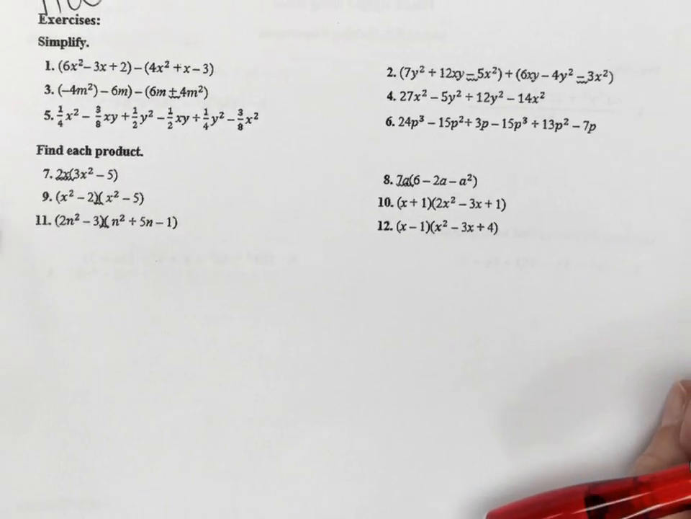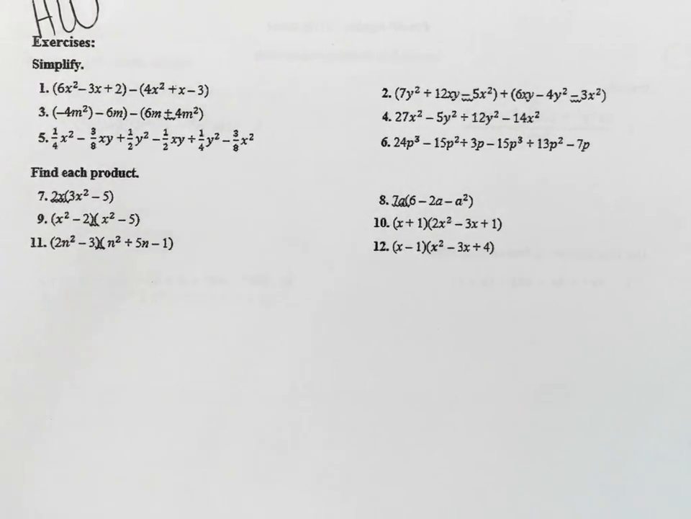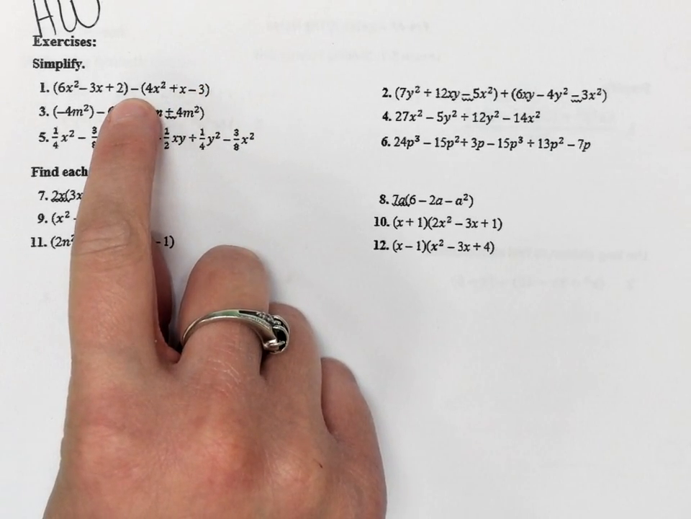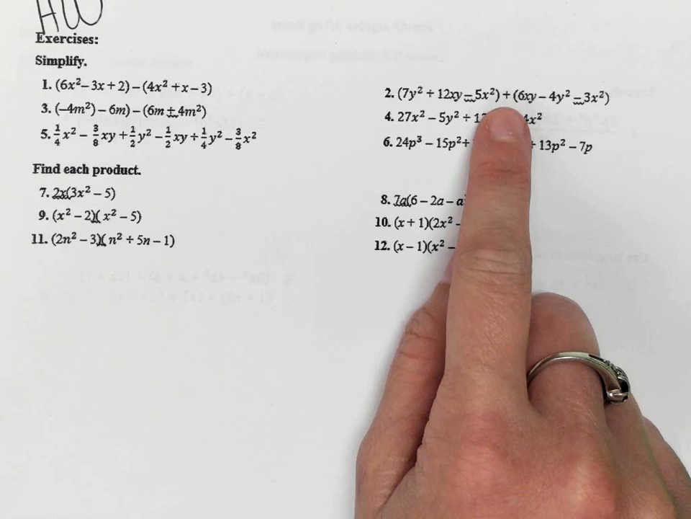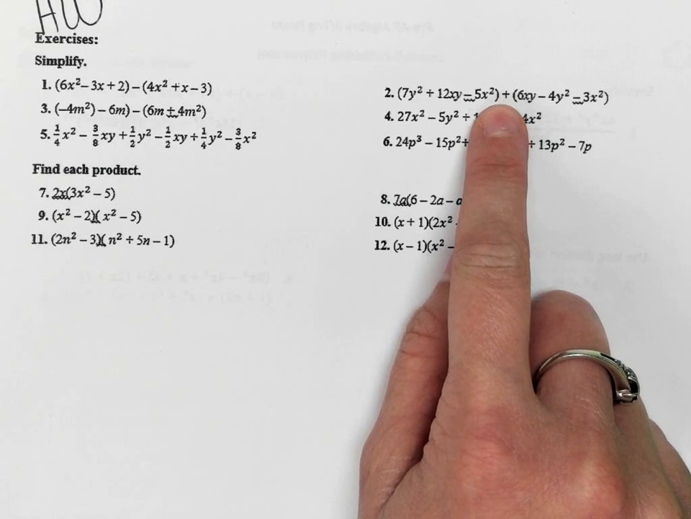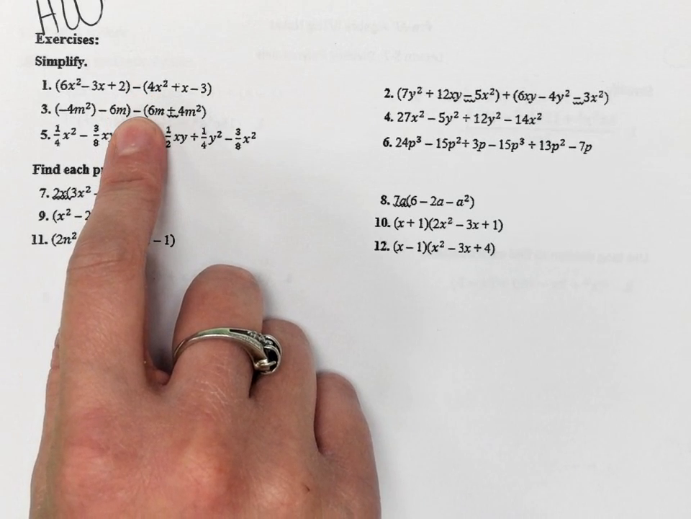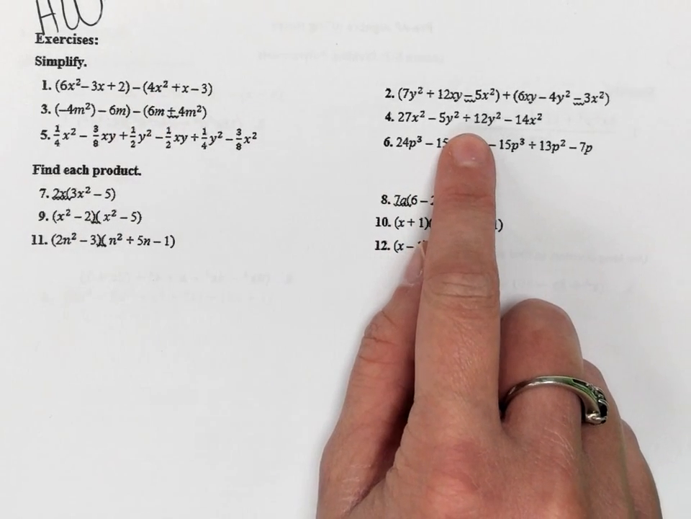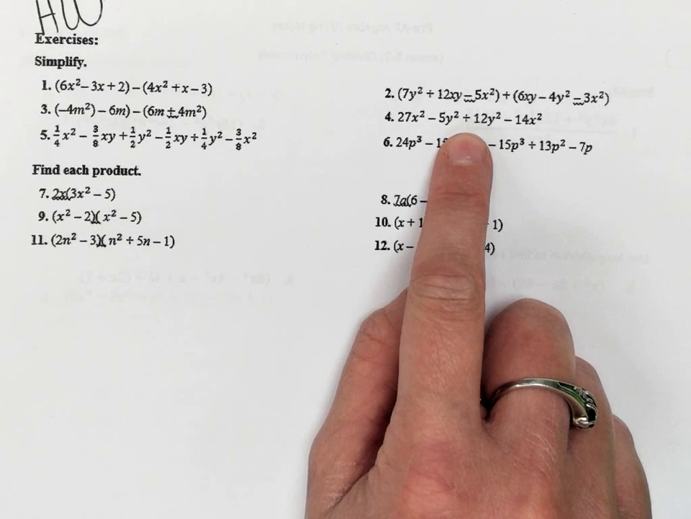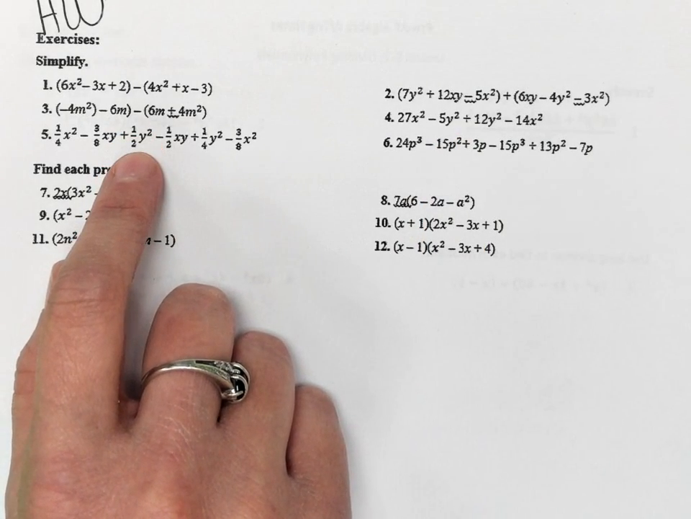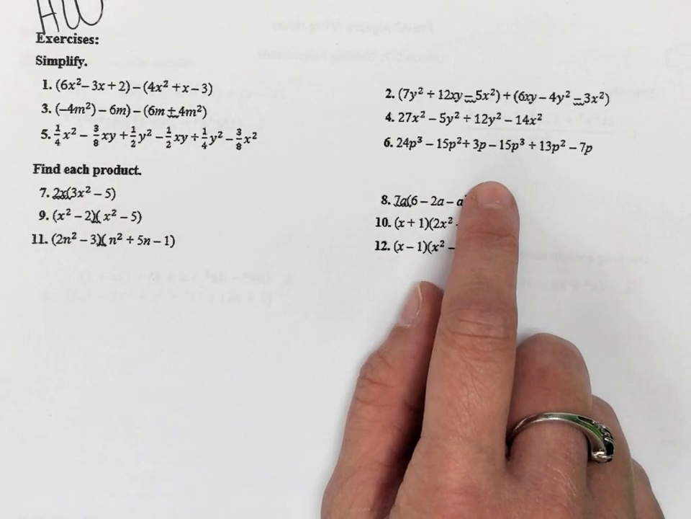Now, number 1, what's the only thing you're doing on number 1, guys? You're subtracting like terms, okay? What's the only thing you're doing on number 2? Adding like terms. Number 3, you're subtracting like terms. Number 4, a lot of stuff, you're combining like terms. Y'all okay? Don't forget about these fractions. You know how to add fractions. Number 6, you just add and subtract like terms.